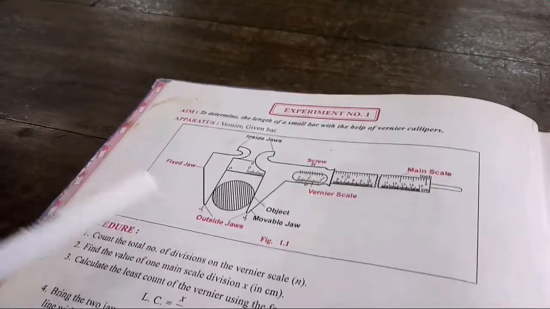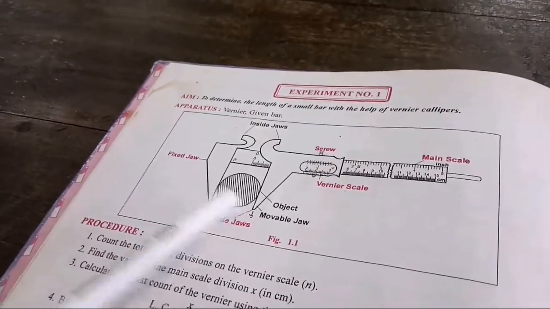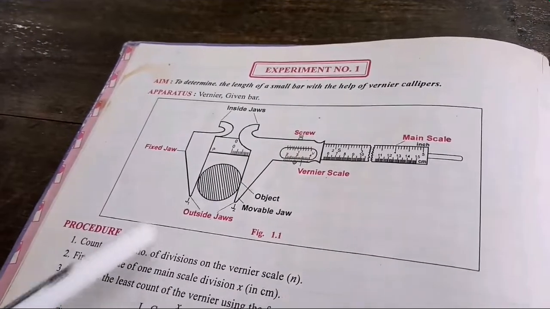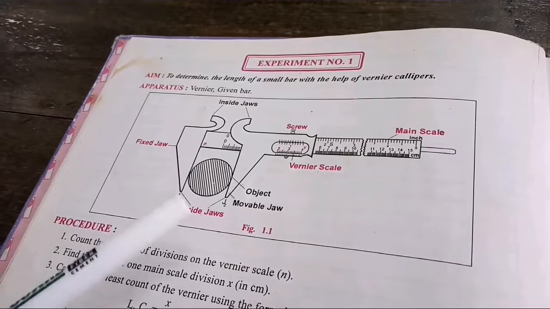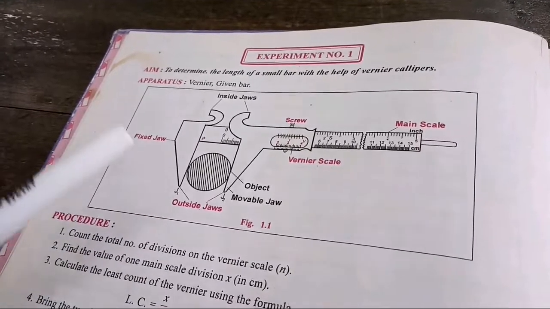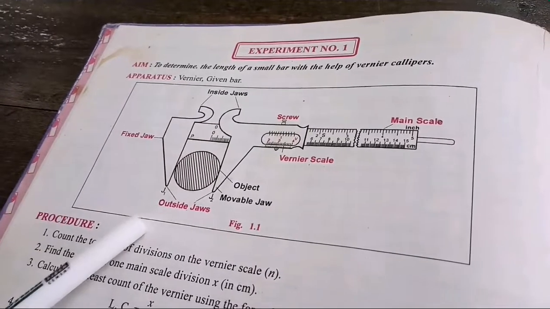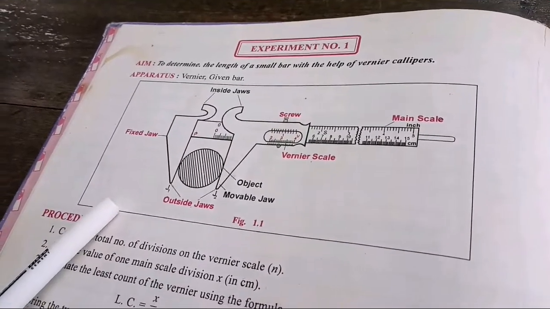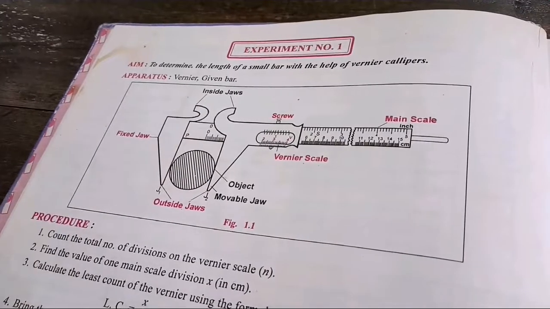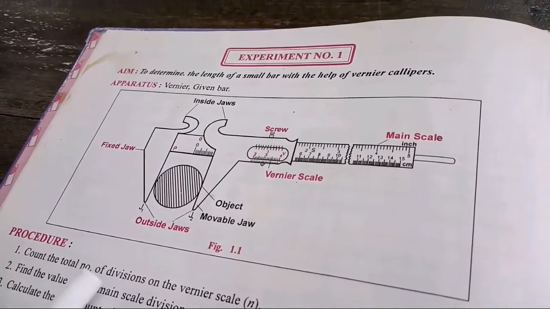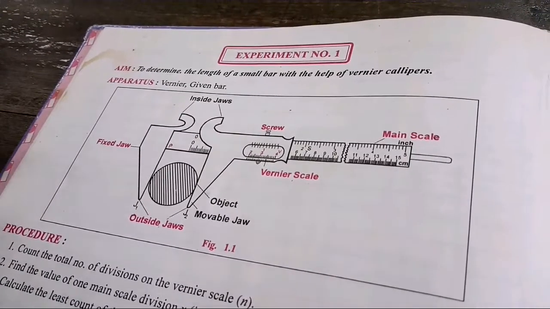So what are the main functions of this? With the help of these two jaws you can measure the length or the diameter of any outside thing, any device, any particular thing. These two are the inside jaws, by which you can measure the internal radius or internal diameter. And with the help of this one you can measure the depth of a particular thing. So these are the main parts.